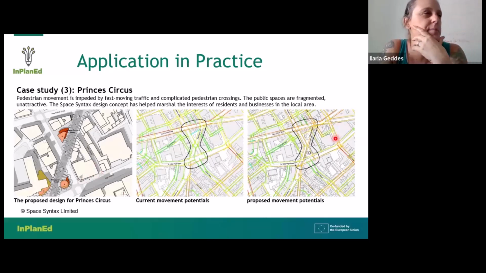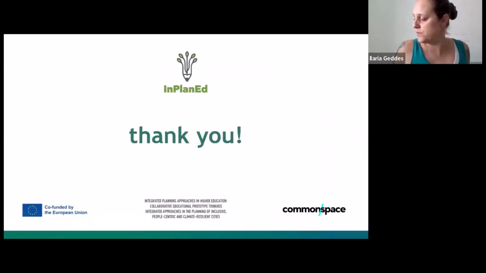This was not actually implemented. There was a redesign of the area, but it was sort of a compromise. So this is not actually in place as it was designed by them, if you happen to go there and check it out. So that's all from me.